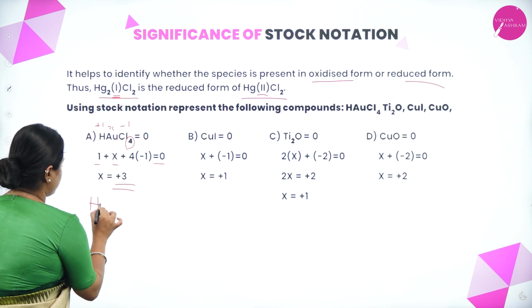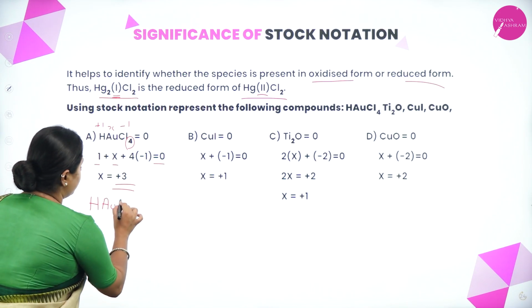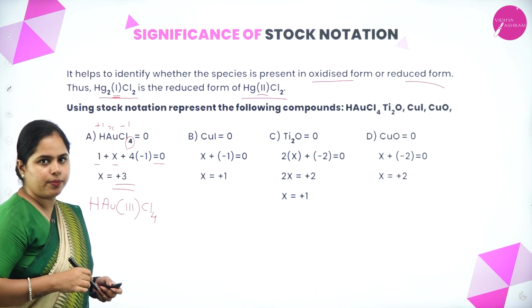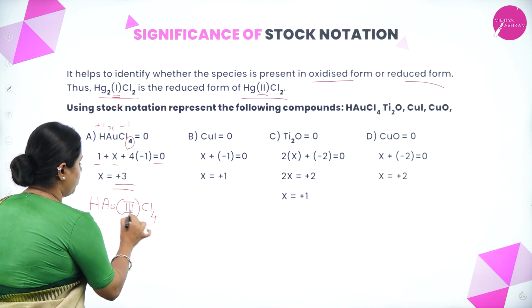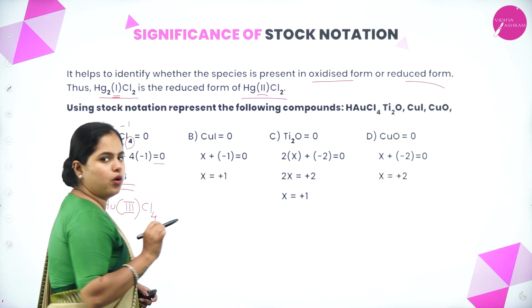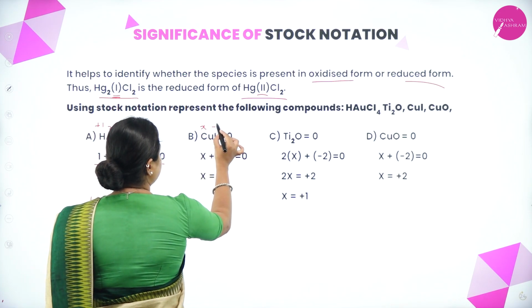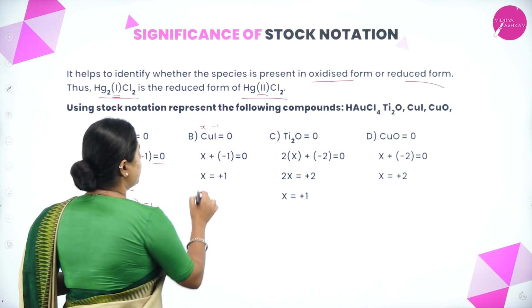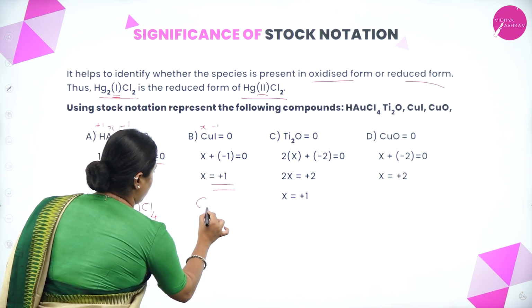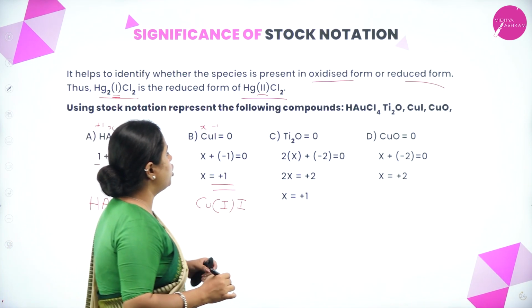So how do you write the Stock notation? H Au. After writing the metal, we have to represent the Stock notation, and Cl4. Okay, so I hope this is clear. So in Roman numerals, you have to write. Moving on to the next one, CuI, copper iodide. How do we write it? Copper, as we don't know, we represent it as X, and for iodine, it is -1. Again, it is a halogen, right? So X plus -1 is equal to 0. So X will be equal to +1. So it is copper(I) iodide. Right? Clear?